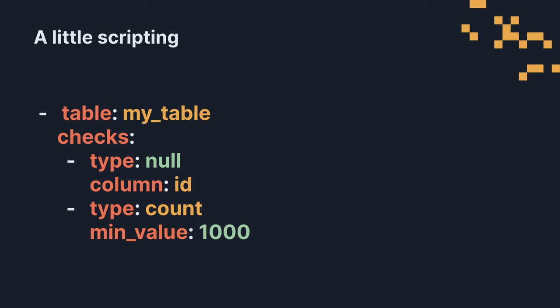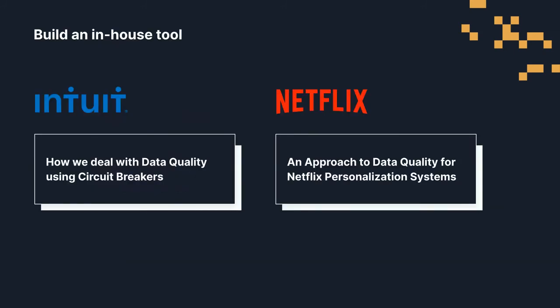Finally, the third step in this journey is really to build a full-blown in-house tool. This is the approach that a lot of large companies take. This is the approach that we had at Uber. We had a system called Trust.